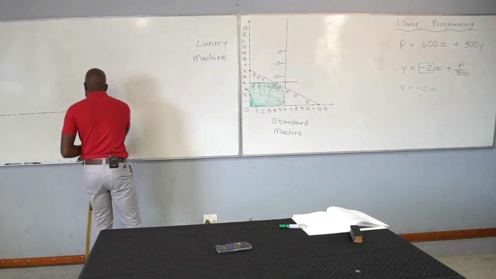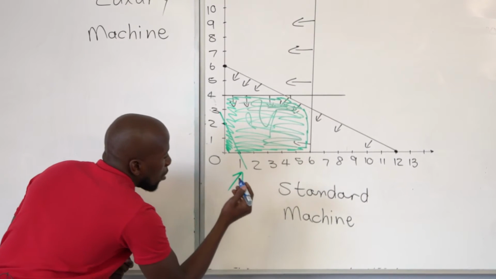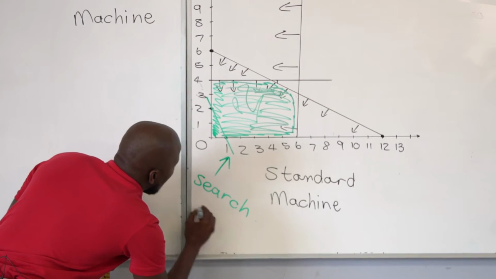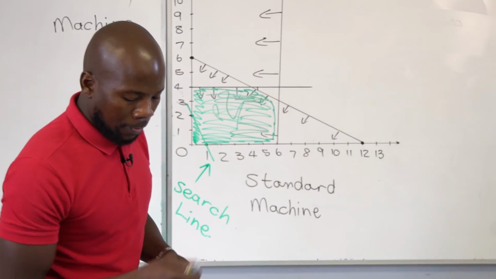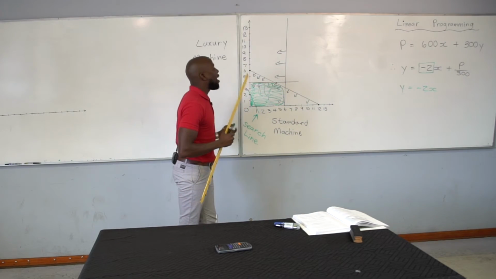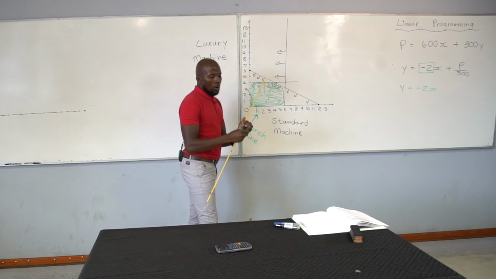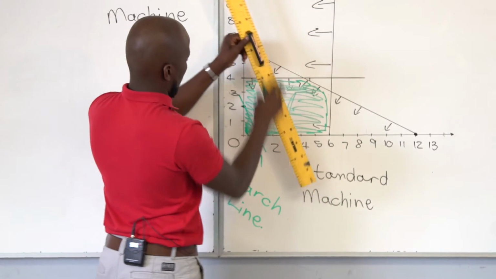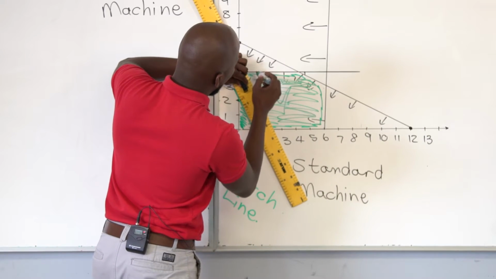Let me use a different color. This particular line now, okay, looks the same. It's what we call the search line. How do we use the search line to identify either the minimum or the maximum of the feasible region? You must draw a succession of lines with the same gradient. Okay, see if I can do that. A succession of lines with the same gradient.